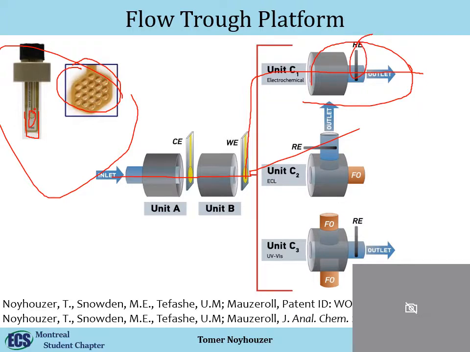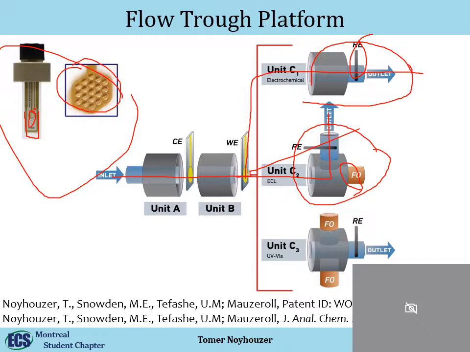But we wanted to show that we can also do spectroelectrochemical measurements. So we designed unit C2. In unit C2, the fluid goes from unit B and now goes 90 degrees out. Here we have a fiber optic. In that case, we have a reaction on the working electrode that emits light, and we can actually measure that light. That's an ECL unit, an electrochemiluminescence unit. So if you have some kind of electrochemical measurement where you emit light, you can use it to measure the light.